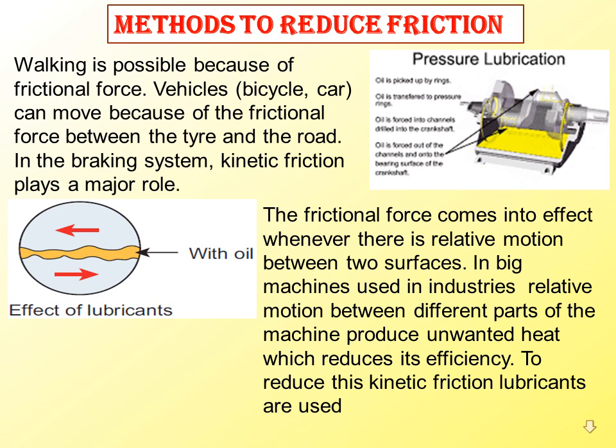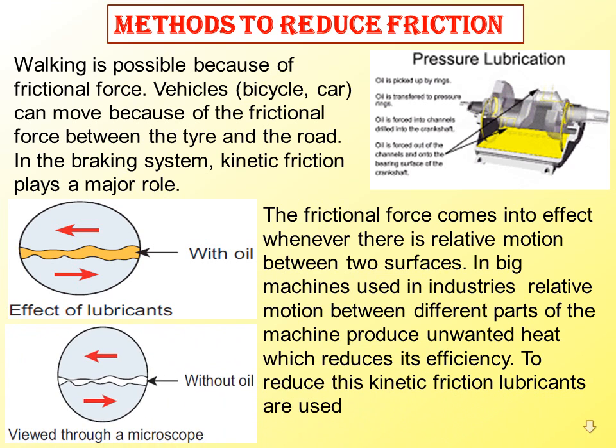See, in big machines used in industries, the relative motion between different parts of the machine produces some unwanted heat which reduces its efficiency. To reduce this kinetic friction, lubricants are used. You can see a machine or a surface without oil here, and with oil or with lubricant it works more than we expected.